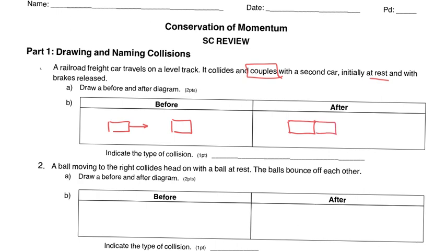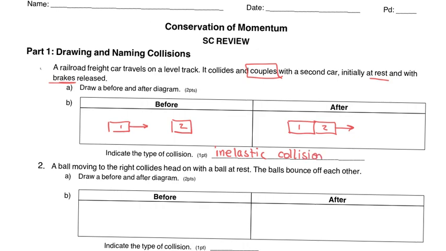So they are together. So this is object 1, object 2, object 1, object 2. And they should be moving afterwards because the brakes are released on the second car. They're apart at the beginning and together at the end. So this is going to be an inelastic collision.